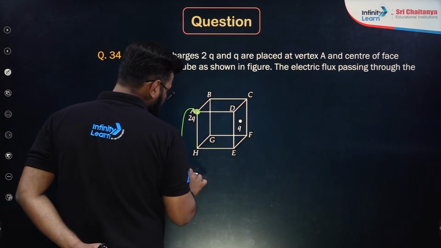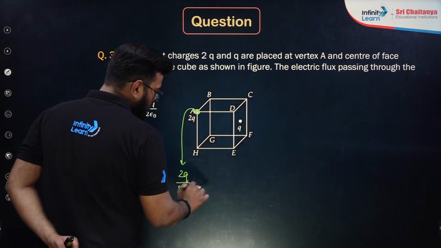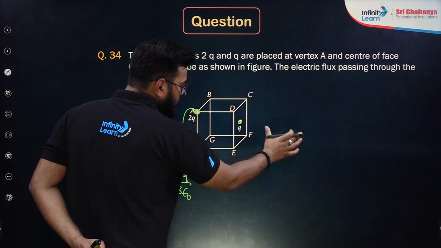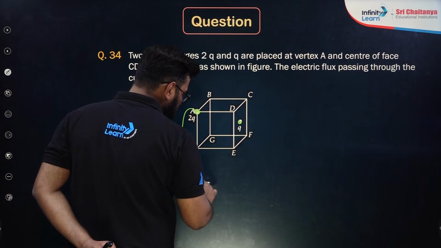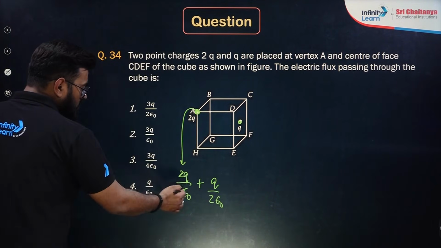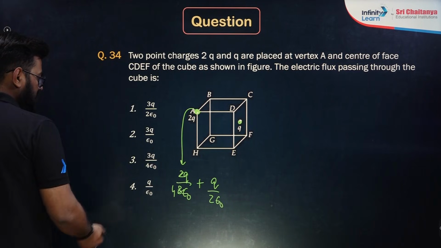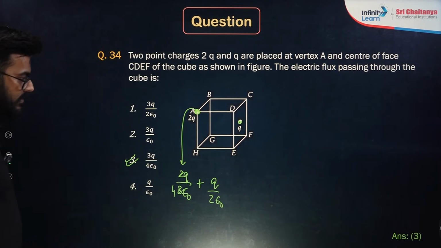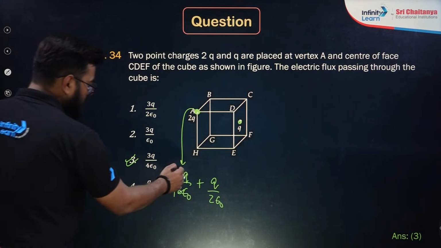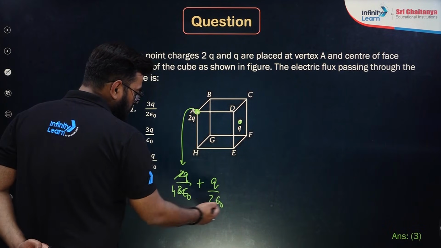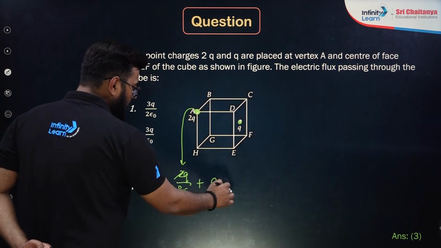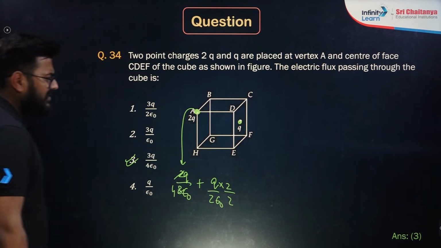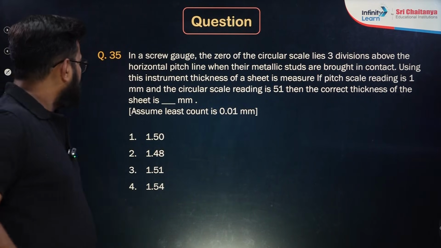Due to this, it is turning out to be 2q upon 8 epsilon naught. Due to this, if I keep another parallel charge, the sharing is going to be q by 2 epsilon naught, the charge is q only. If you solve it, you will get the answer as 3/4 q by epsilon naught, right? So it is q by 4 epsilon naught plus q by 2 epsilon naught, and you will get the same answer. Simple problem, I hope there is no trouble.